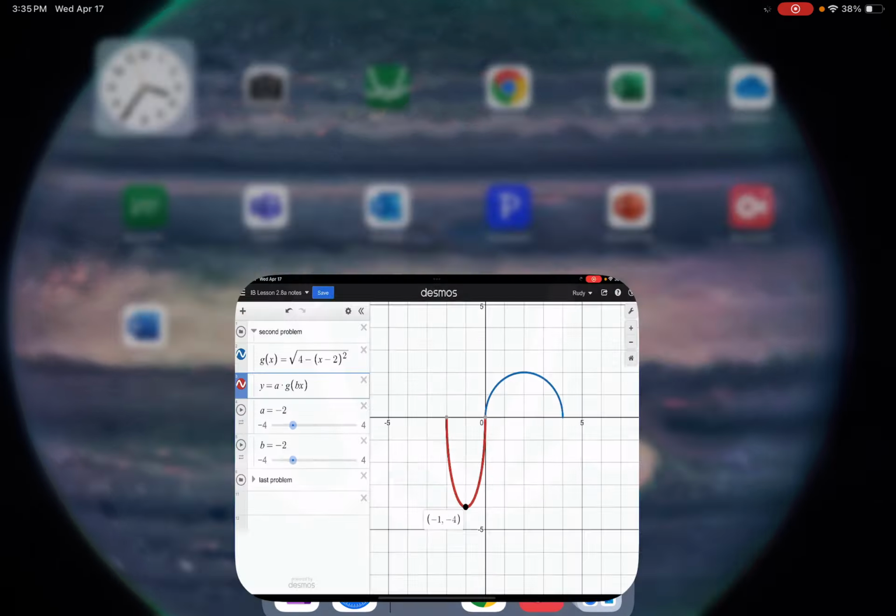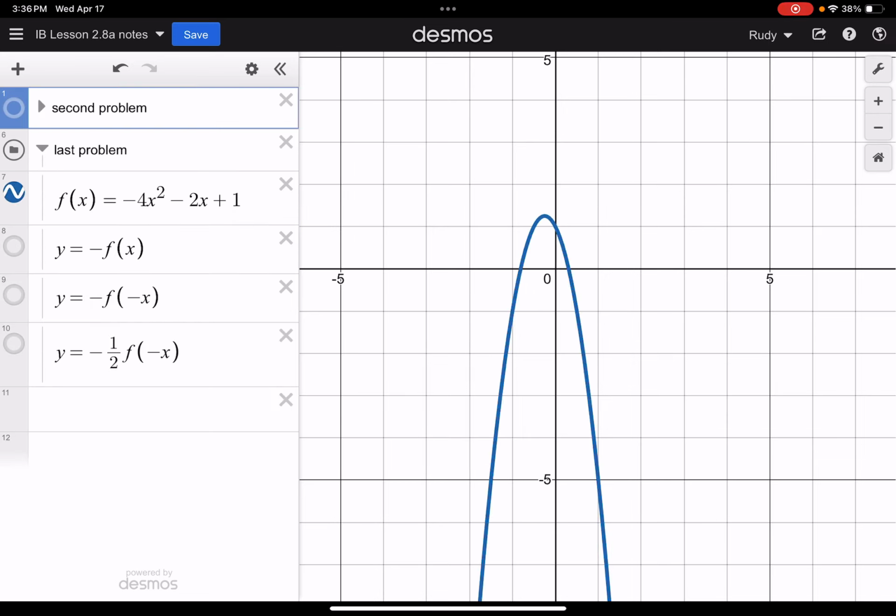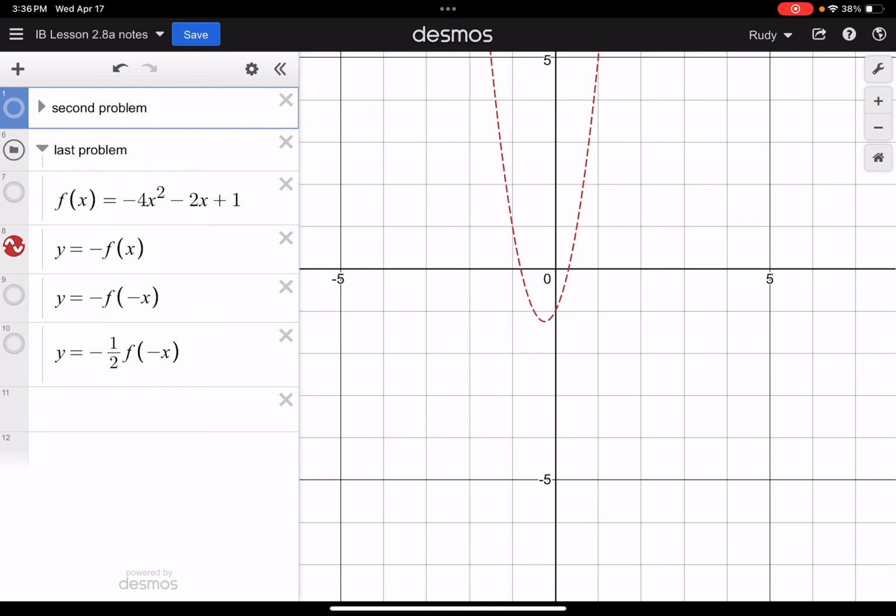Which, if I just switch to Desmos here, let me turn this off. So here's the function that we started with, now graphed. This is the -4x² minus 2x plus 1. And if I step by step show these transformations, first the vertical reflection looks like that. And so that's just the vertical reflection, or the reflection in the x-axis. So I'm going to turn off my original function now, because from that I want to reflect it horizontally, which is what you see right here.